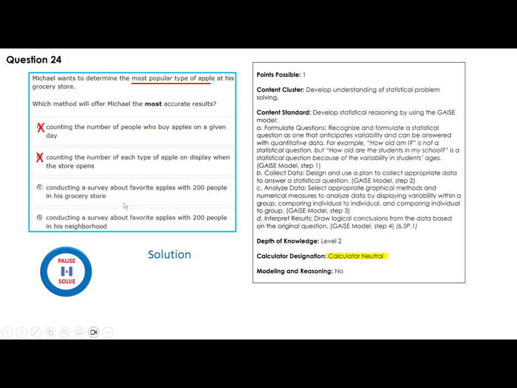Conducting a survey about favorite apples with 200 people in his grocery store. That makes a lot of sense. Always you have to use a survey. 200 people in his grocery store, yes. Look at the last option, conducting a survey about favorite apples with 200 people in his neighborhood. That doesn't work because some people might not buy from his store, right?